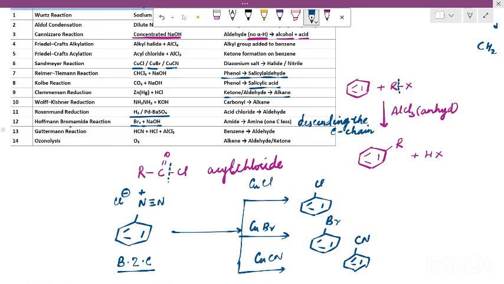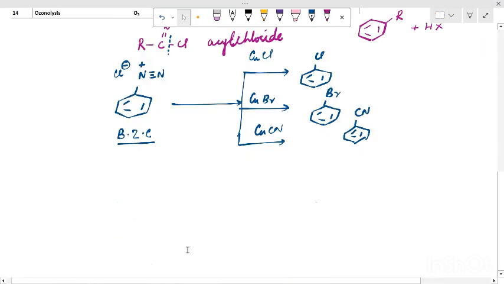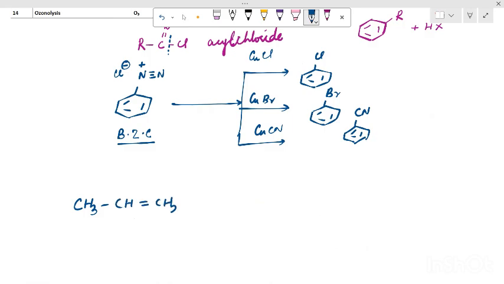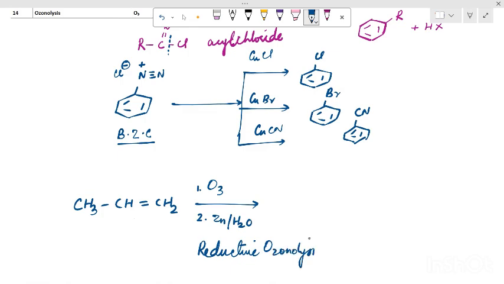Ozonolysis, we convert alkenes to aldehydes and ketones. So in case of ozonolysis, very important because many times this question has been asked. Suppose we are having CH3CH=CH2. This is the alkene, and we have added ozone first, followed by zinc in aqueous medium. That is called reductive ozonolysis. So in case of reductive ozonolysis, हमें करना क्या है, हमें बहुत सिंपल तरीके से यहाँ पर जो डबल बॉन्ड है इस डबल बॉन्ड को क्लीव करना है.